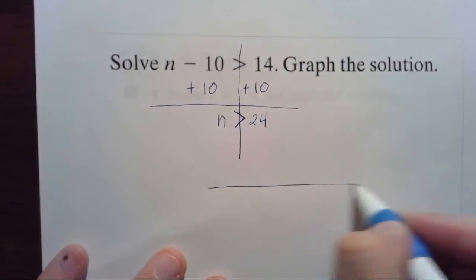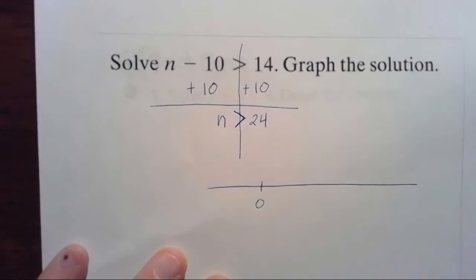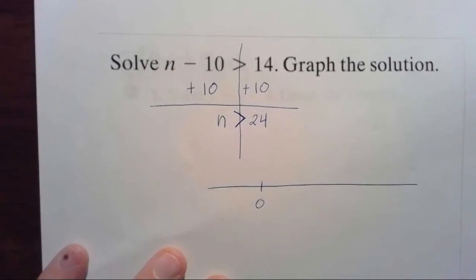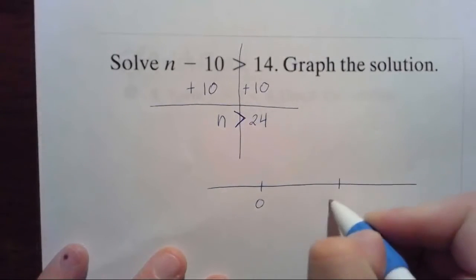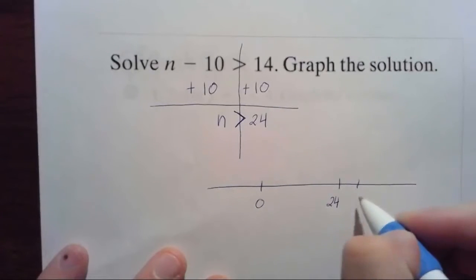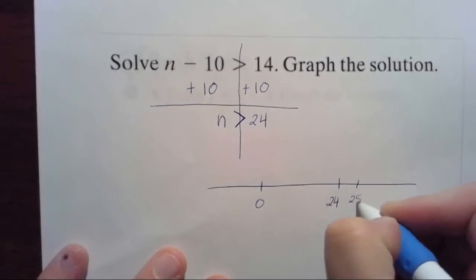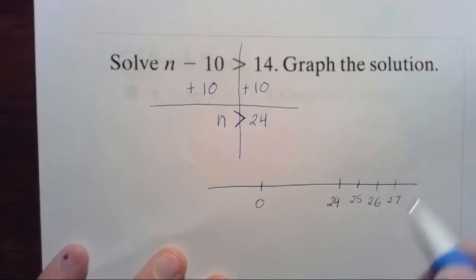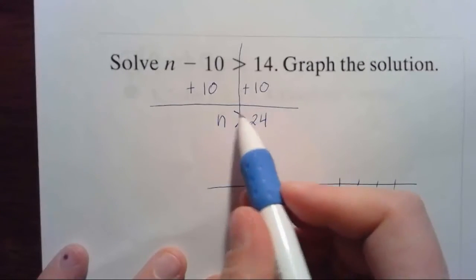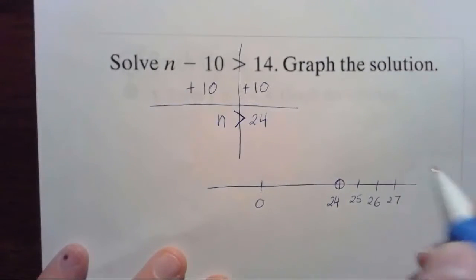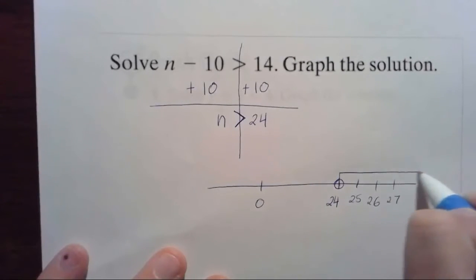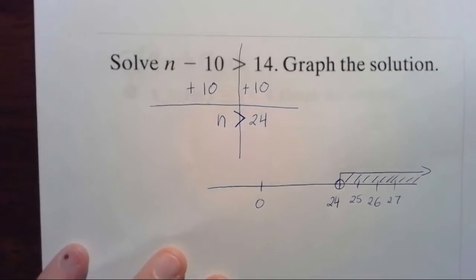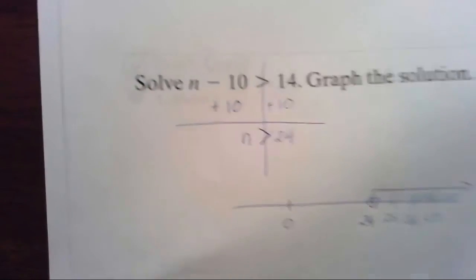So now I'm going to graph it. I always want you to have a 0 somewhere on your number line. You don't have to write all the numbers from 1 to 24. Just place 24 on the right side of 0. So I'll put 24 right here. And then I know that the other numbers are 25, 26, 27. Okay, I'm going to have an open circle because it's only greater than, and indicate which numbers are greater than 24: anything to the right of 24. All right, hope it works well.